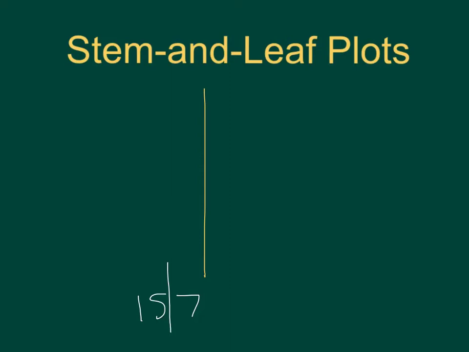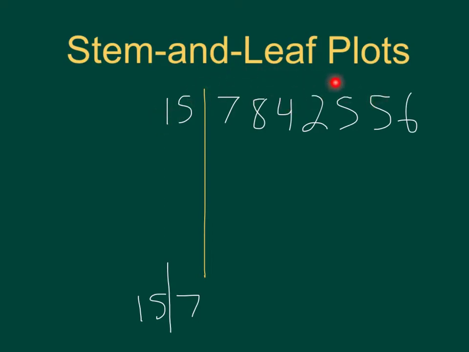Our leaves are always single digits. So what I mean by that is 15 would go here and 7. But to read that, I would say that's 1, 5, and 7 is 157. So if I were to put 8, and then 4, and 2, and 5, and then another 5, and a 6, to read that, I would say that's 157, 158, 154, 152, 155, 155, 156. It's not one long number.